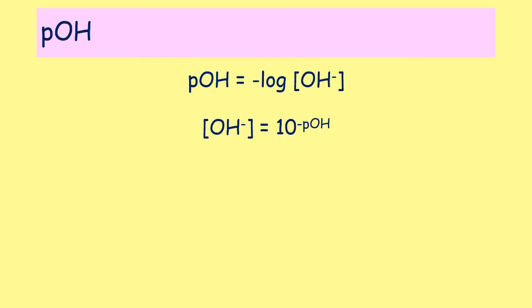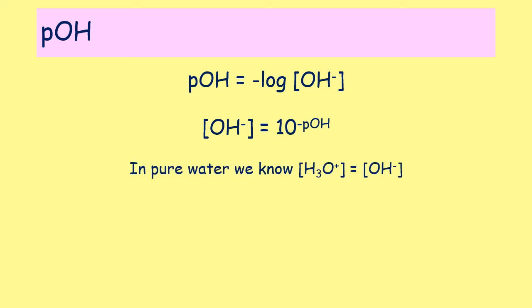There's an alternative way of looking at the ions in water rather than focusing on the H3O plus or H plus concentration. You can look at the hydroxide concentration. And pOH, it's not used as widely, but it is just as valid to use. pOH has the same relationship: it's the minus log of the concentration of hydroxide. And if we want to find out what the concentration of hydroxide is, it's 10 to the power of minus whatever the pOH is.